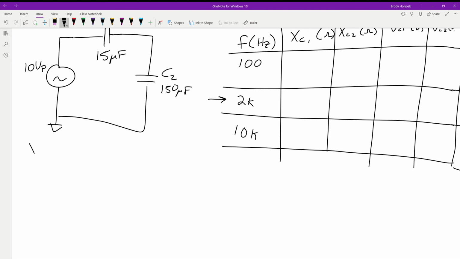So the capacitive reactance of capacitor 1 is equal to 1 over 2 pi f C. We plug our numbers in: 1 over 2 pi times our frequency, which is 2K, times the capacitance, which is 15 microfarads. That's going to give us a value in ohms.